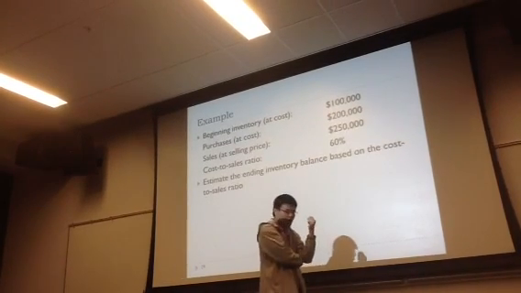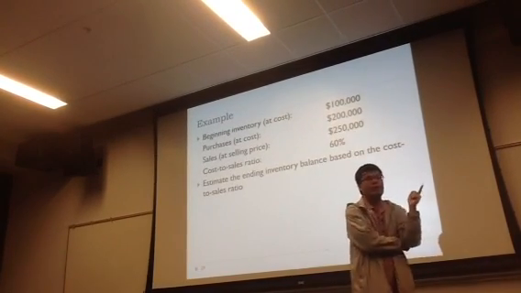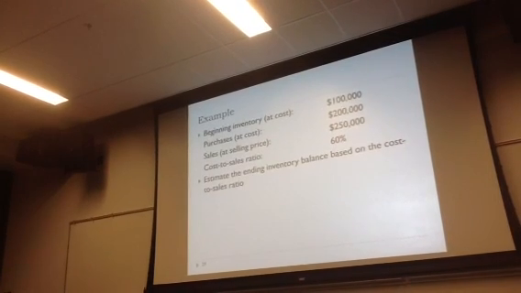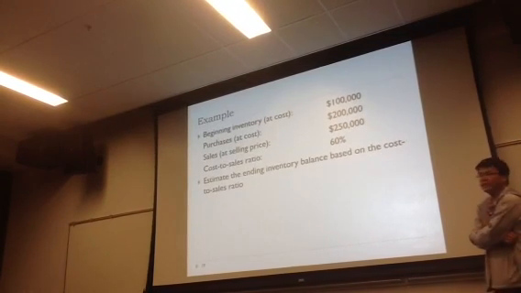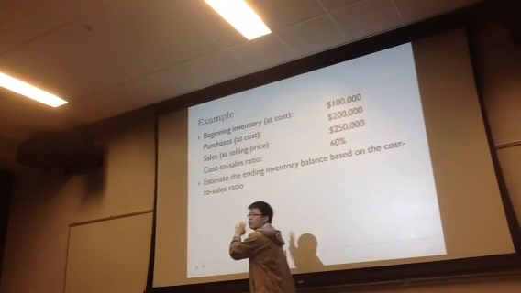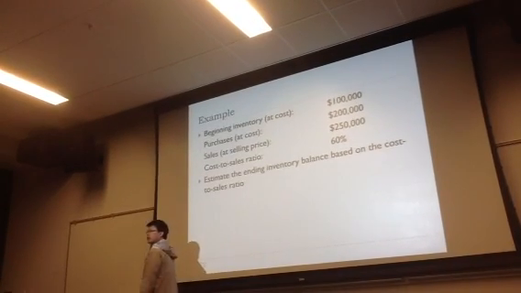So what does it mean? What that means is for every $1 of sales revenue, you have 60 cents of the cost of goods sold. Okay? So based on all these numbers, you want to estimate how much ending inventory you have. Imagine you have a fire destroying the entire warehouse. Okay, so you want to get that number.